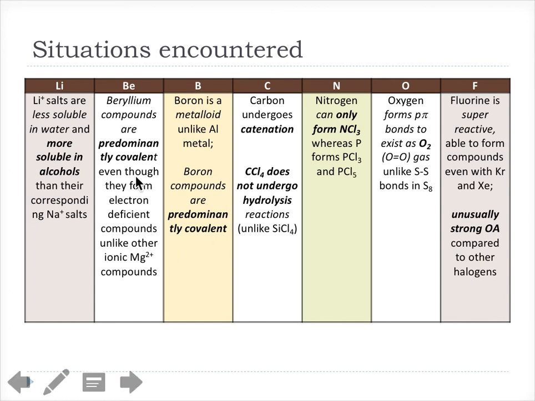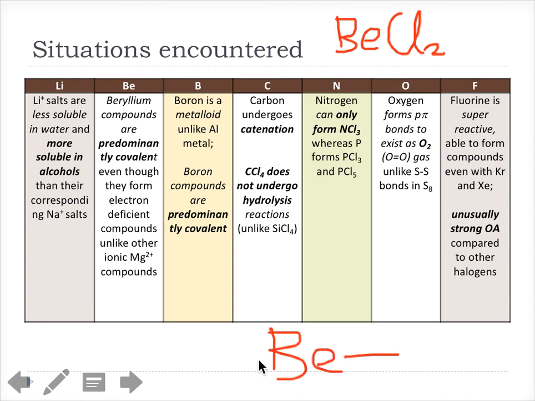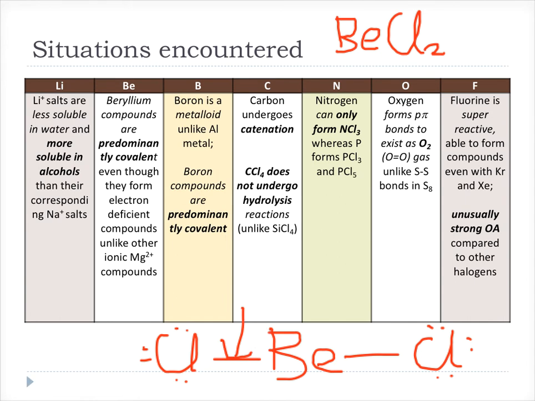Beryllium compounds generally are covalent, such as beryllium chloride, BeCl2. If you recall how to draw the Lewis structure of beryllium chloride, it's like this, Cl-Be-Cl. Now, the fact that we draw a single line between the chlorine and the beryllium indicates that it's a covalent molecule.